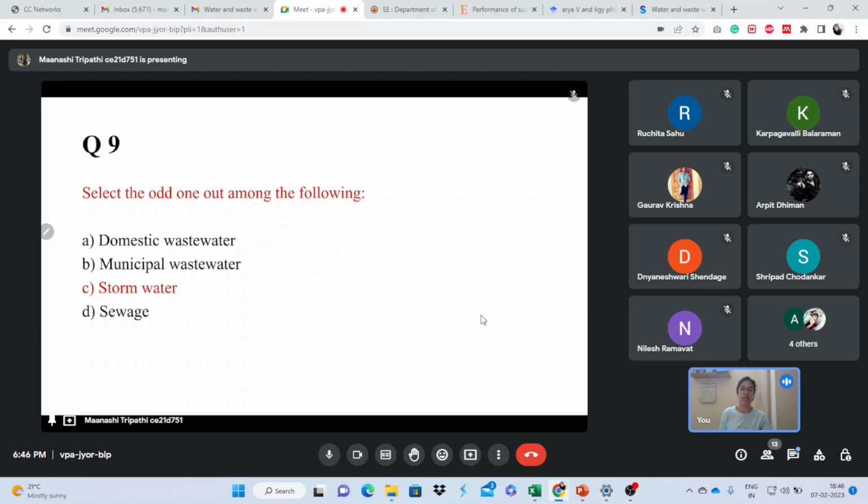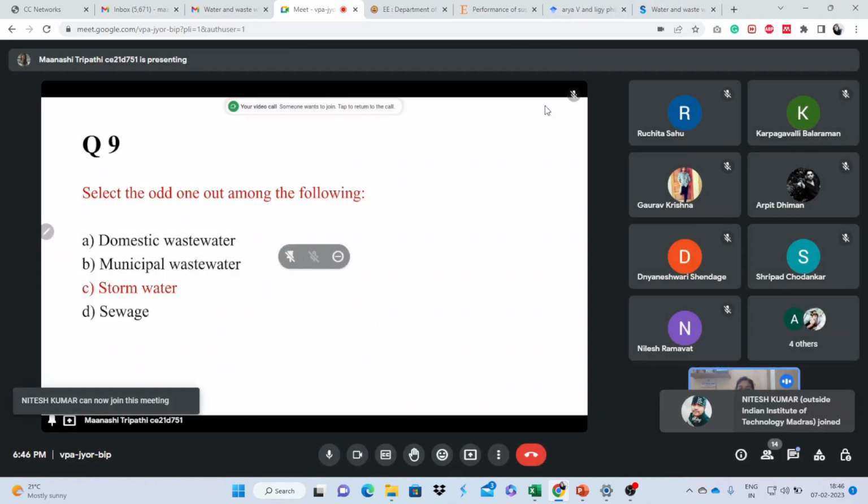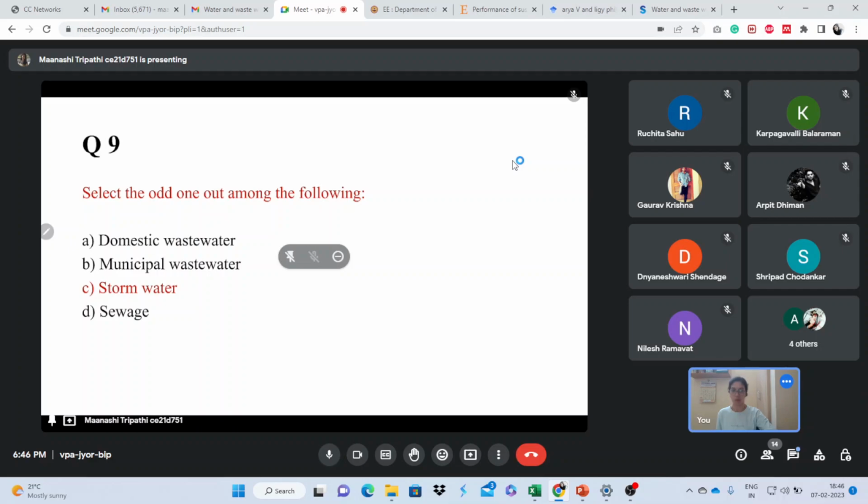Okay, first thing is it is not generated after use. It is not used water. That is why it is different. Stormwater is not used water. It is a good water source actually, if we can do proper rainwater harvesting. Okay, so that is why it is the odd one out.